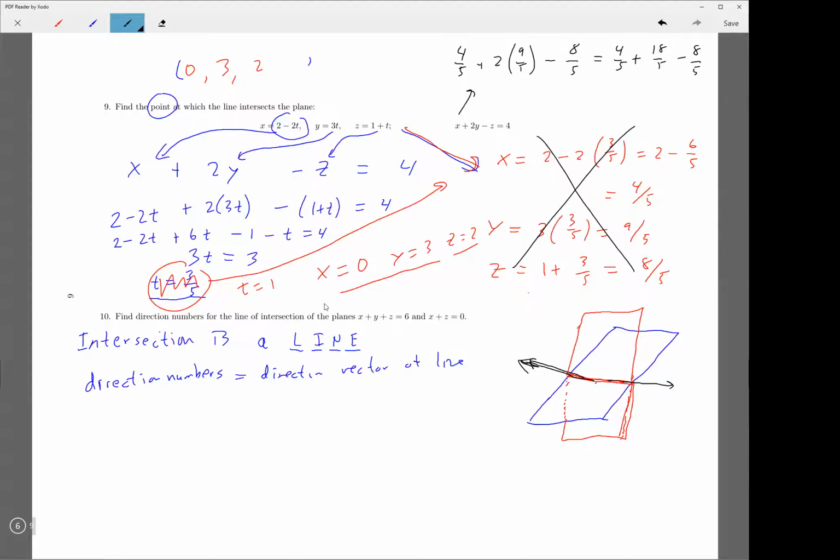And so, does anybody have an idea how to find that? I'll give you a few seconds, but I'd be surprised if anybody came up with this. So what you do is, for this red plane, it's going to have a normal vector. And then the blue plane is also going to have a normal vector.